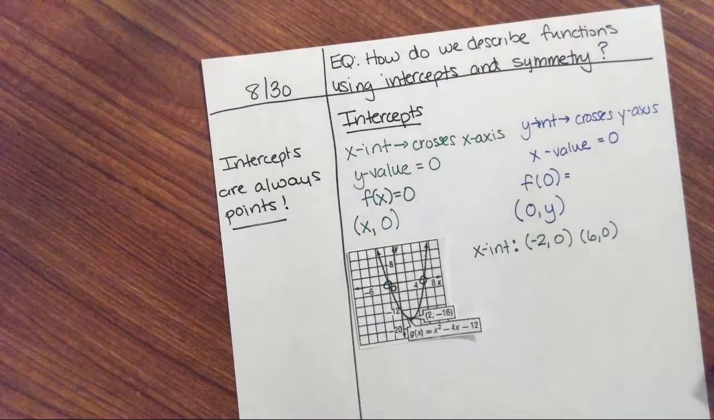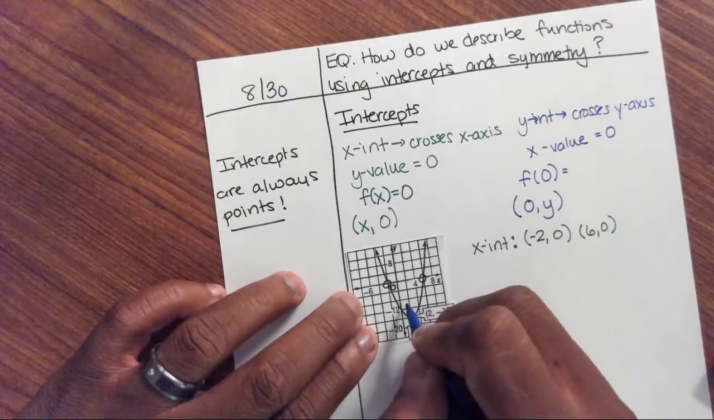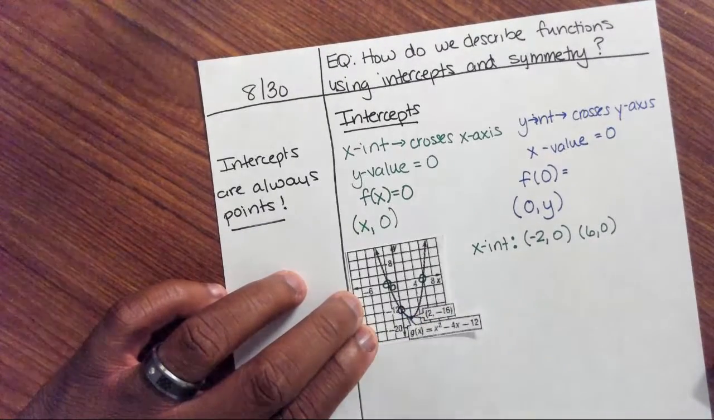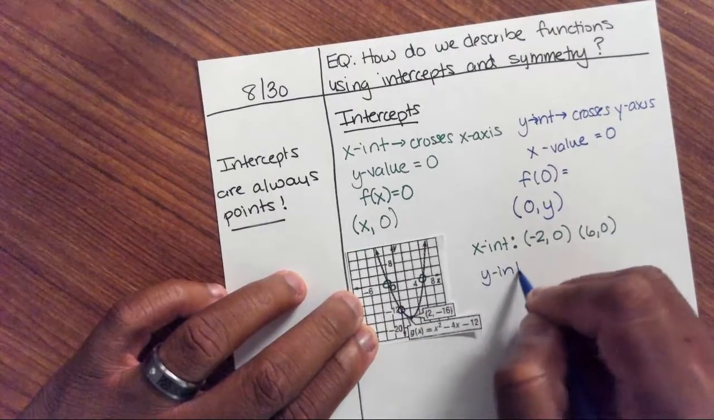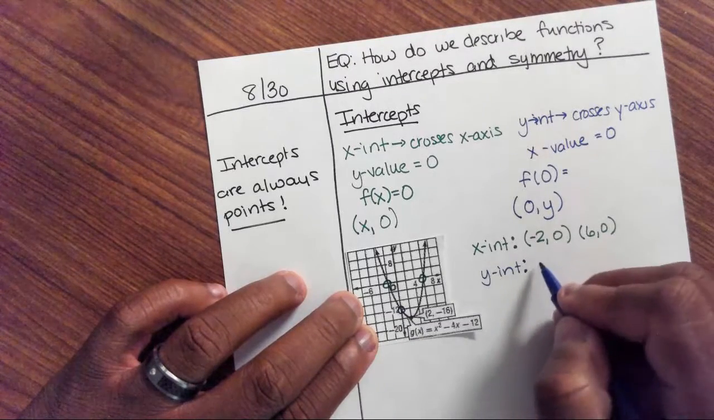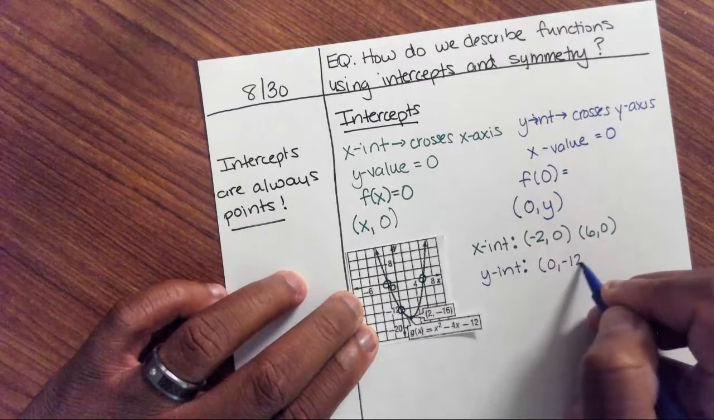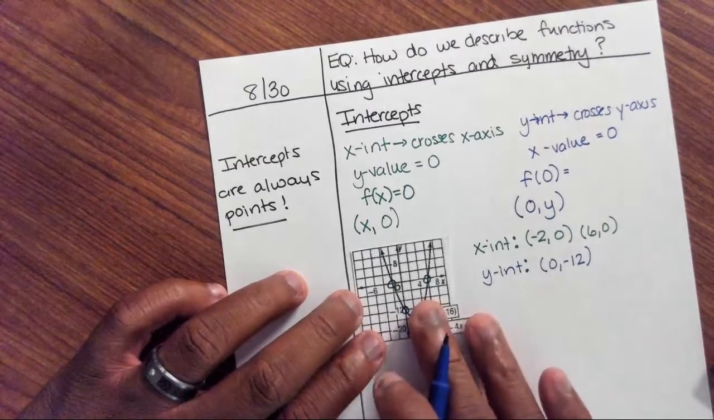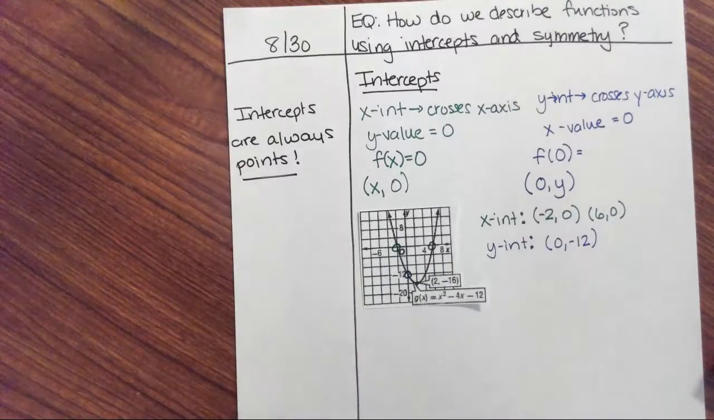And for the Y-intercept, where does it cross the Y-axis? Down here at, what's the Y-intercept? How do you write that as a point? 0, -12. Visually, it's easy to see the X and Y-intercepts, especially if they go through nice points like this. I want to verify these algebraically, though.